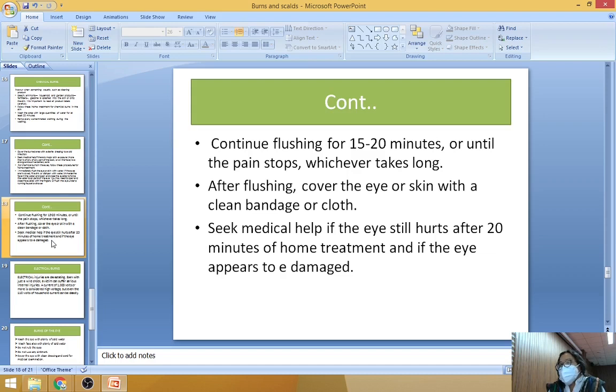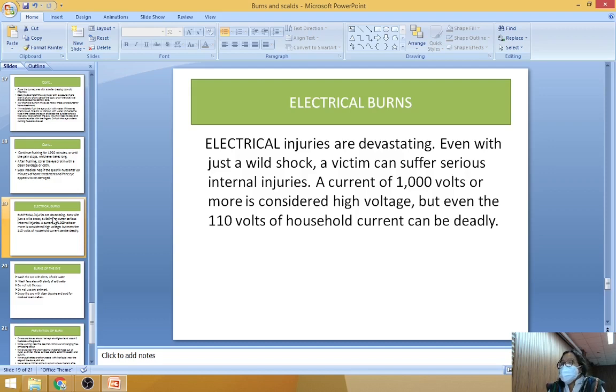After flushing, cover the eye or skin with a clean bandage or cloth. Seek medical help if the eye still hurts after 20 minutes of home treatment and if the eye appears to be damaged. Electrical burn, electrical injuries are devastating.